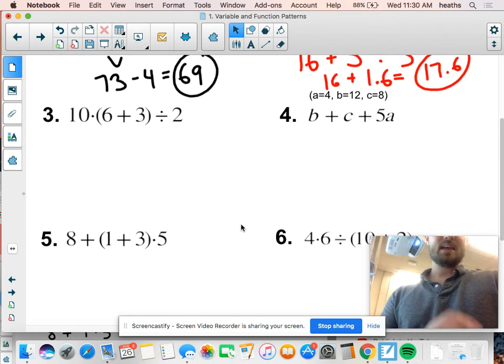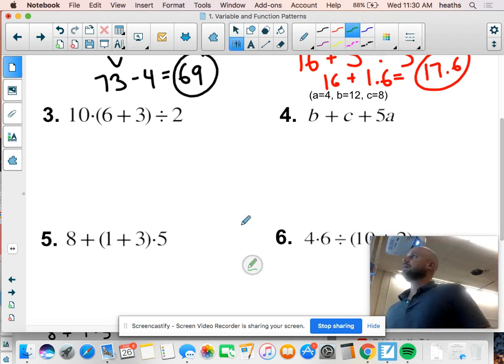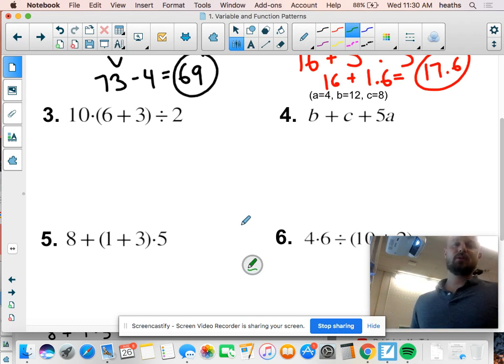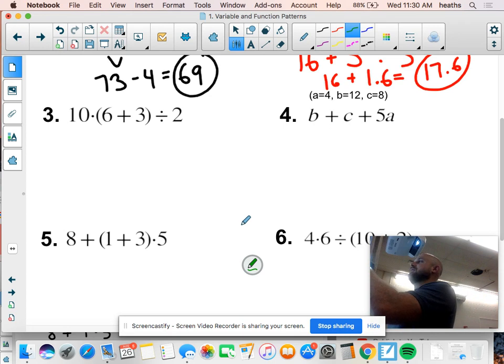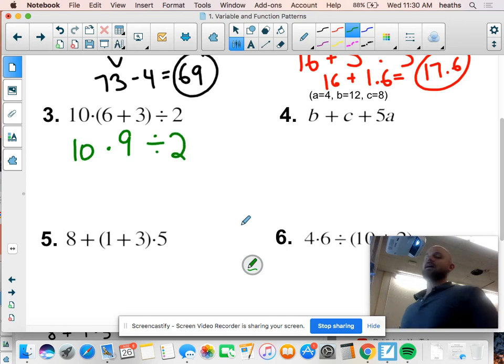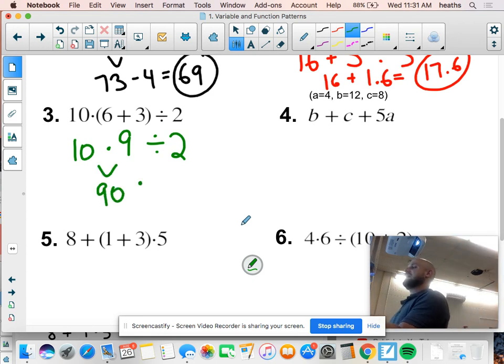Number 3, 10 times 6 plus 3 divided by 2. We have a parenthesis in this problem, so we need to make sure we take care of that first. 6 plus 3 is going to give us 9, and we're going to drop the rest of our problem down. Now we're left with multiplication and division. So those are our next steps in the order of operations. We do not need to go in any particular order when we have both multiplication and division. So we're just going to do 10 times 9, which is 90. 90 divided by 2 is going to give us 45.